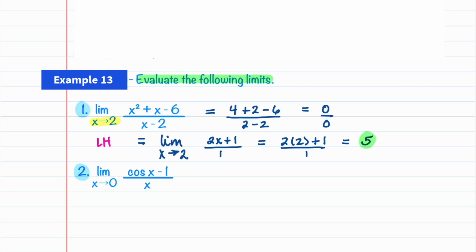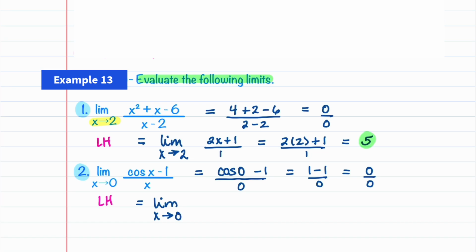Let's now look at our second example. We are given the limit of cosine x minus 1, all divided by x, as x approaches 0. We'll start by substituting in that x is equal to 0. So we have cosine of 0 minus 1, all divided by 0. Cosine of 0 is 1, so we have 1 minus 1 over 0, and we get 0 over 0. This means we can use L'Hopital's rule, and this is equal to the limit as x approaches 0. Now we're going to take the derivative of the numerator.